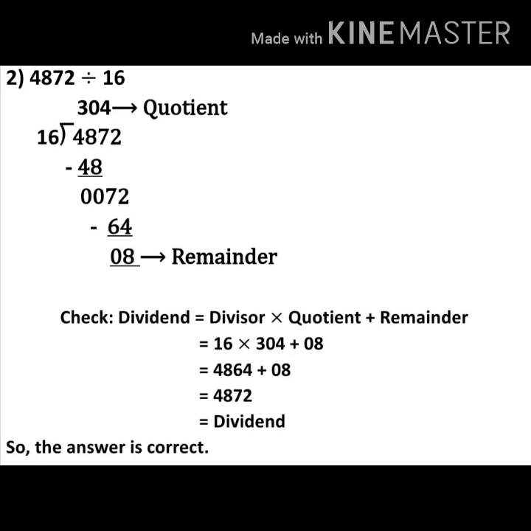According to the BODMAS rule, firstly we have to multiply 16 and 304. After multiplication, we will get 4864 plus 8. Now we will add 4864 and 8, and after addition we will get 4872, which is equal to the dividend. So the answer is correct.